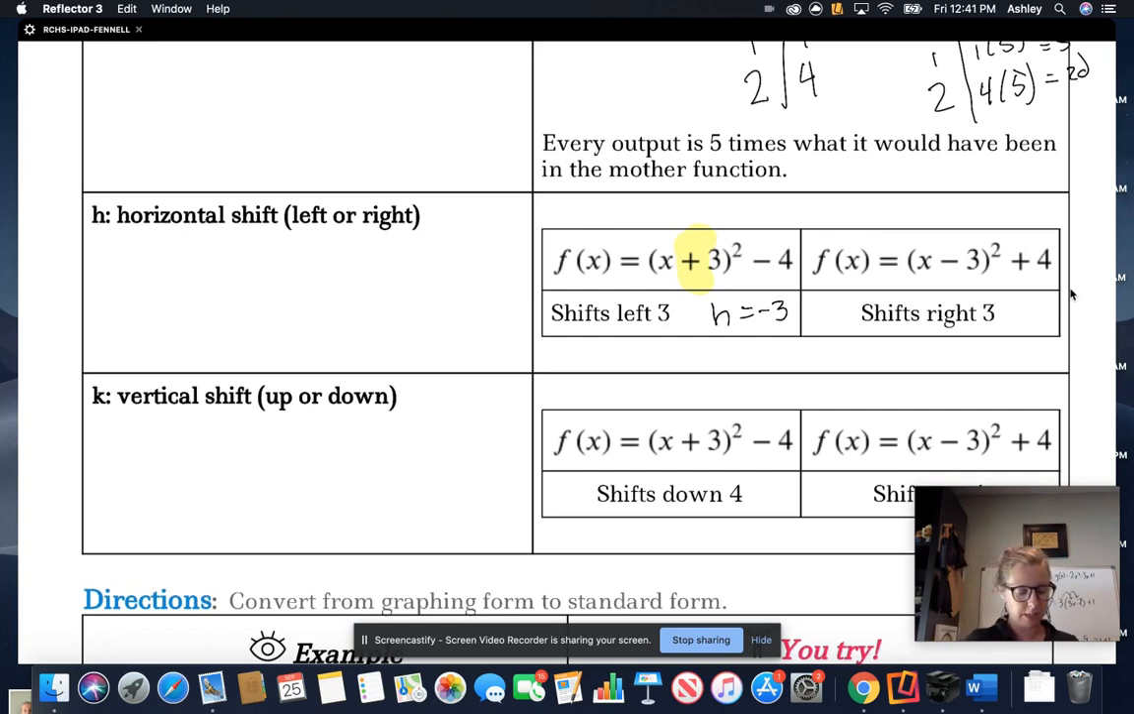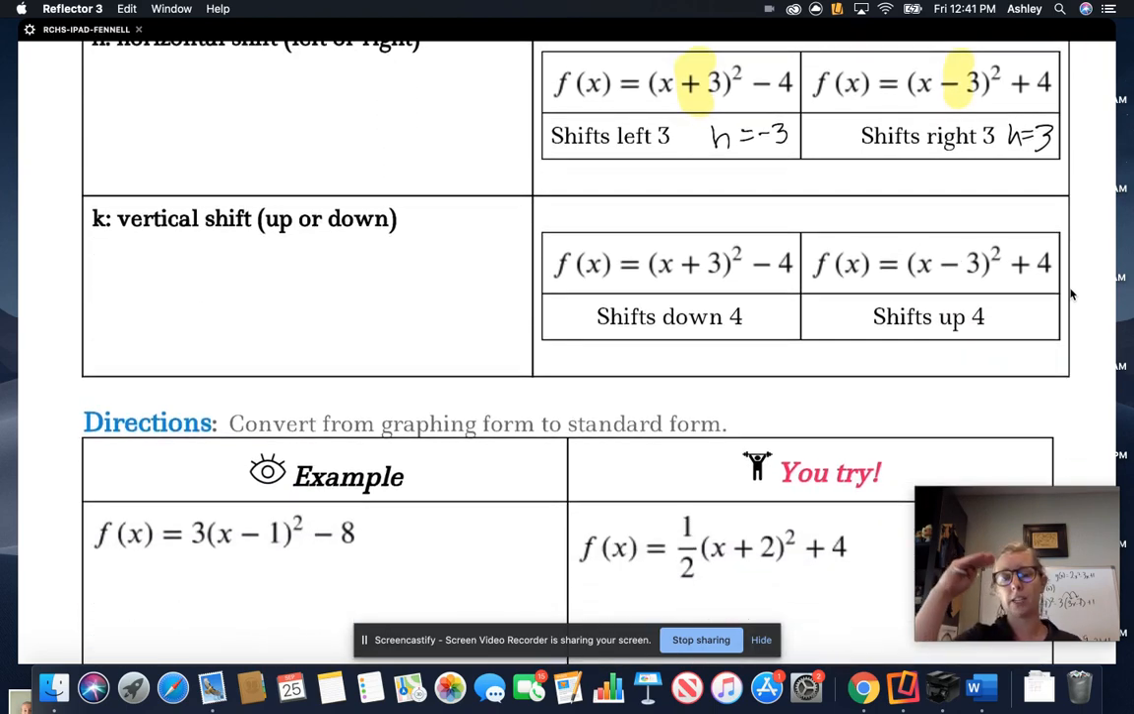In this second example here, now we can still see this subtraction sign, which means that the h value must actually be positive. So this means that h is actually a +3. So this is going to shift us in the positive direction, right 3.